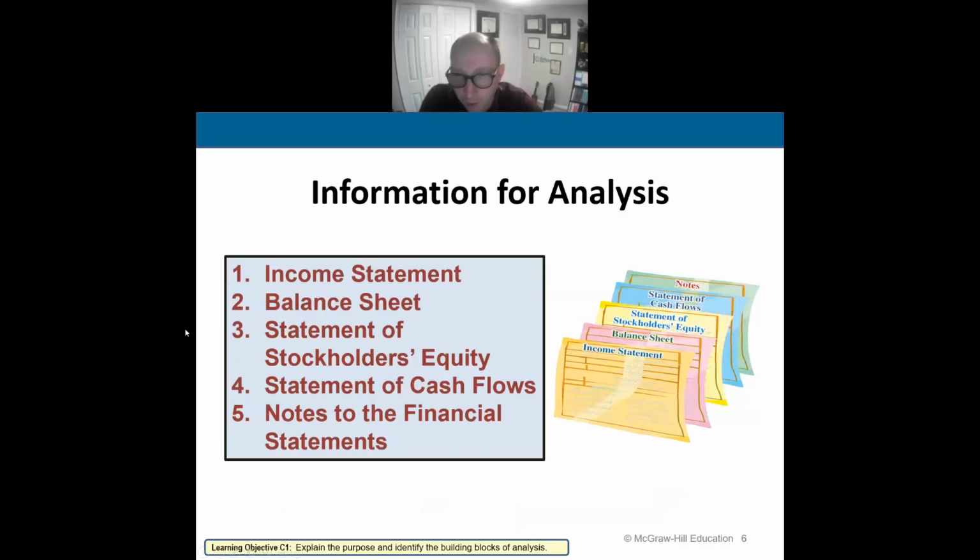As I mentioned before, as you know, there are four primary financial statements. There's the income statement, the balance sheet, the statement of cash flows, and the statement of stockholders' equity, or retained earnings as we know it. Income statement, balance sheet, statement of retained earnings, statement of cash flows. Those are the four primary financial statements.